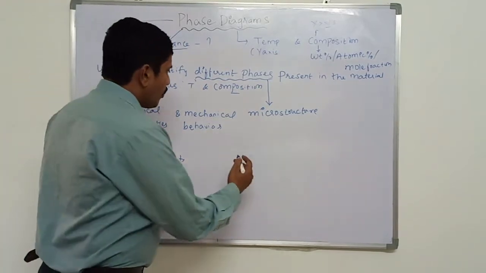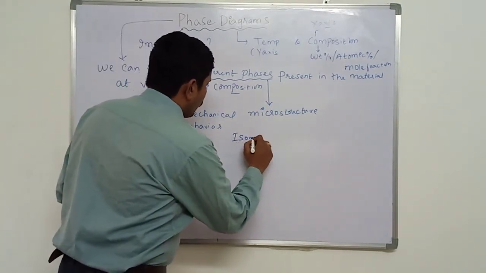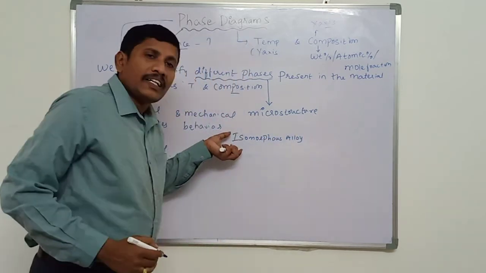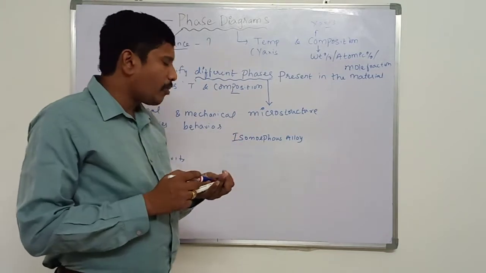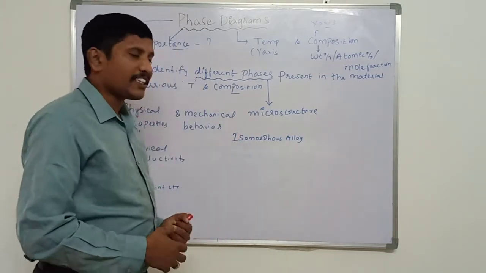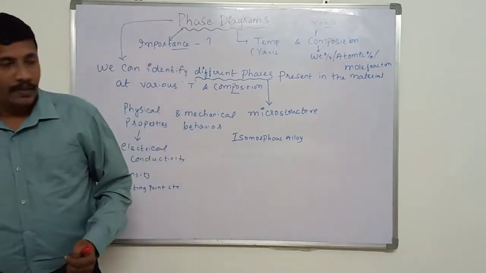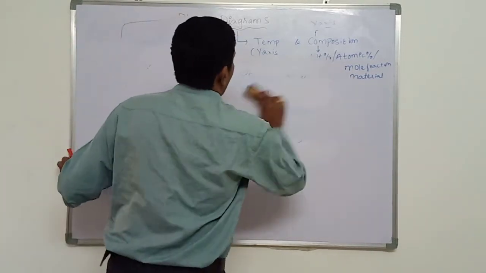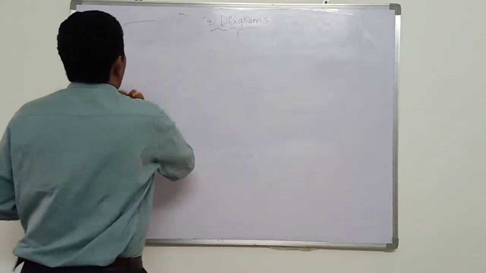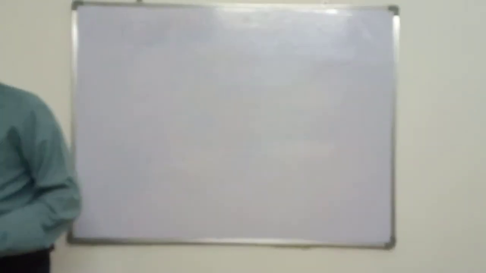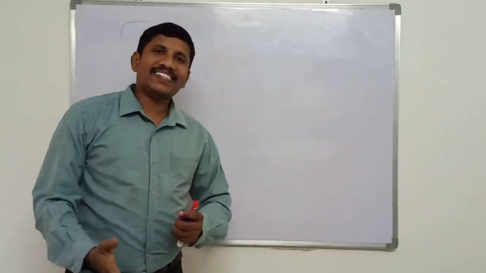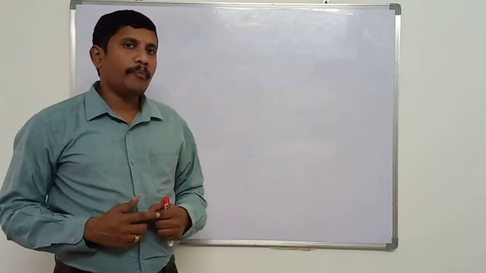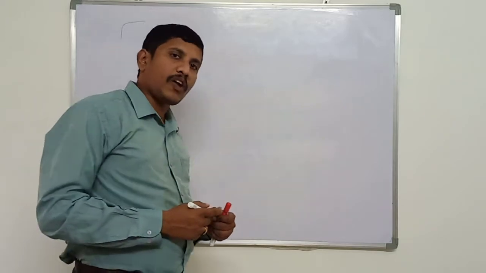So now what do you mean by isomorphous alloy? What are the conditions in the solidification of an isomorphous alloy? We'll be looking at the construction of an isomorphous alloy. So what type of metals exhibit isomorphous solidification, or what type of metals are called isomorphous alloys?